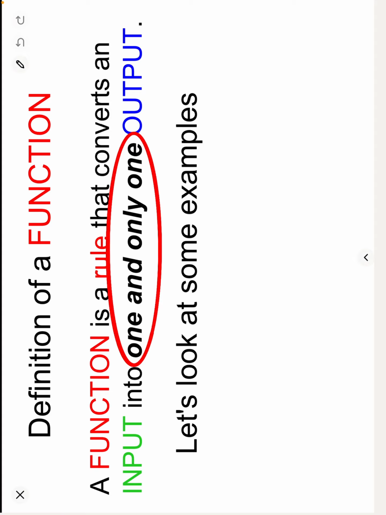That's the key. I've circled it. One and only one output. Now, it's a rule. You can say it's a process. You can say it's a machine like the vending machine, but it's something that will take an input and it's going to convert it into one and only one output. Now let's look at a couple examples.